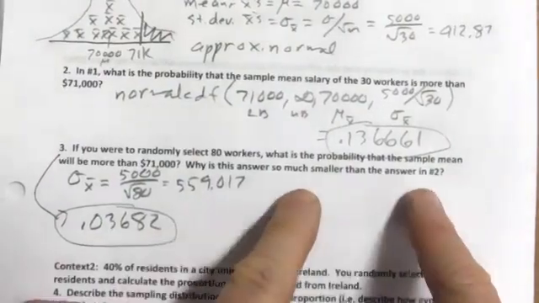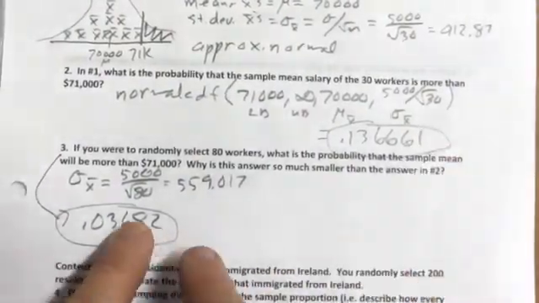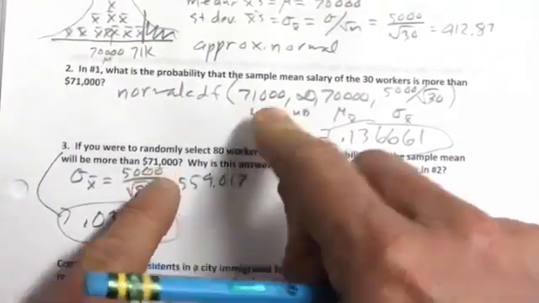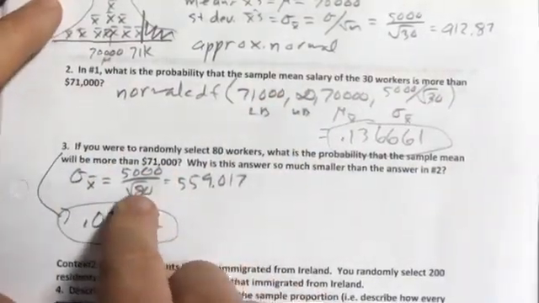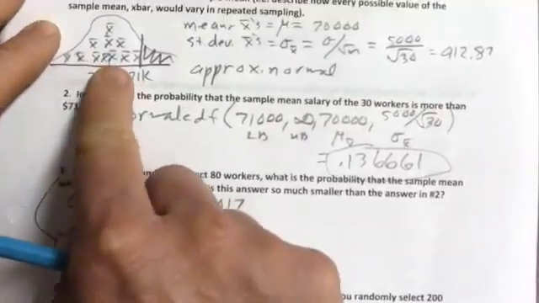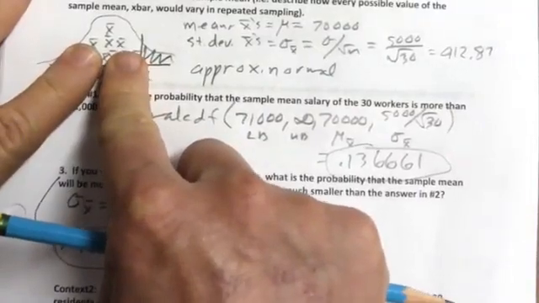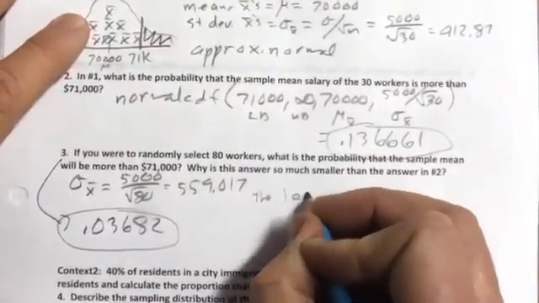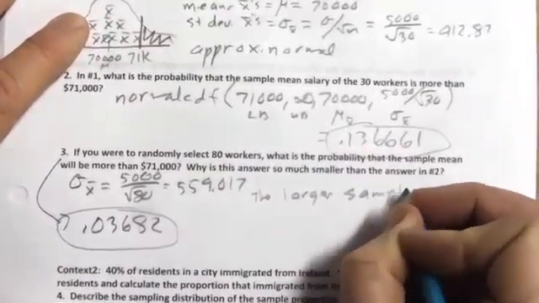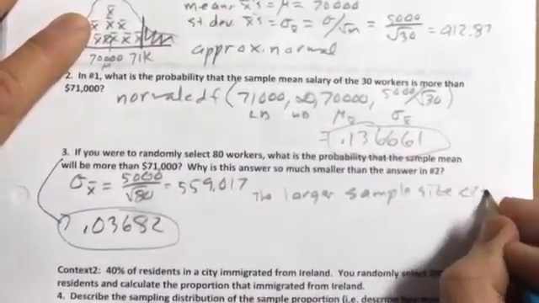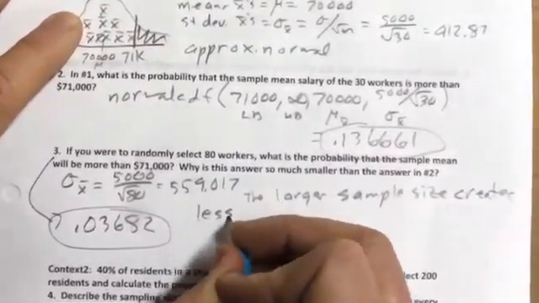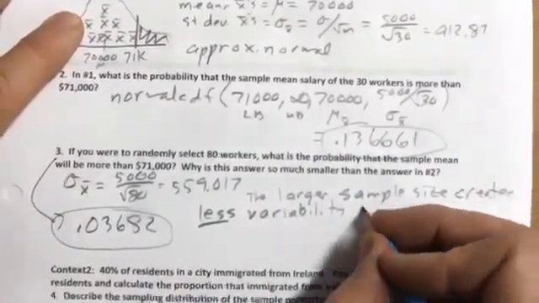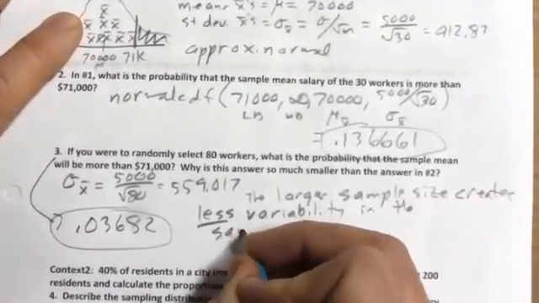And so why was your answer so much smaller here than there, even though the sample mean was the same thing? The sample mean was still 71,000. This didn't change. What you need to realize is this: the bigger the sample size, it creates less variability. It's going to bunch together these X bars and create a smaller standard deviation. So the way you would explain this is this: the larger sample size creates less variability, a smaller standard deviation, less variability in the sampling distribution.